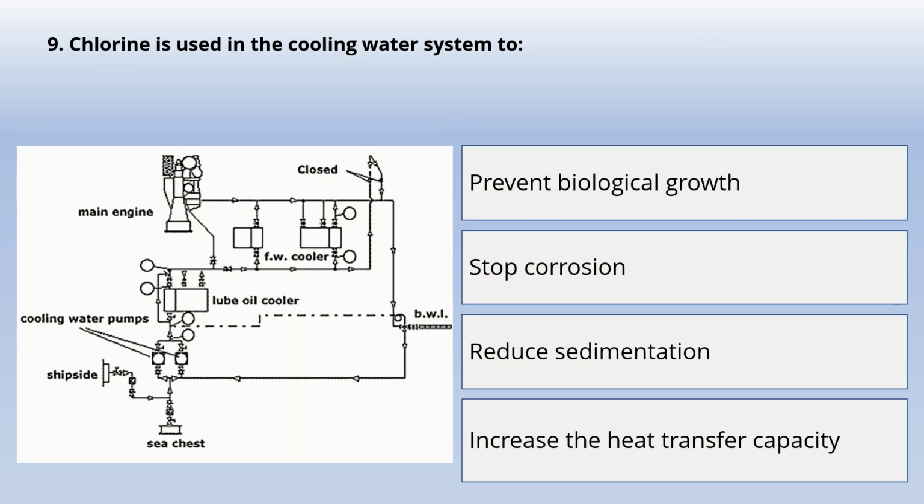Our next question is, chlorine is used in the cooling water system to, and the options are prevent biological growth, stop corrosion, reduce sedimentation, increase the heat transfer capacity. And the correct option for this question is prevent biological growth.